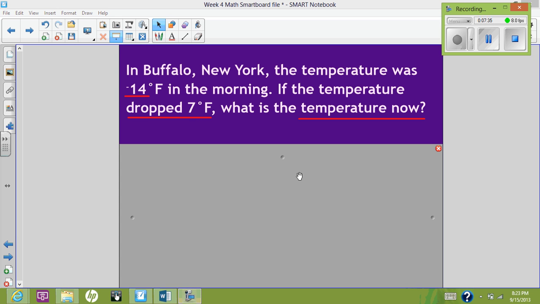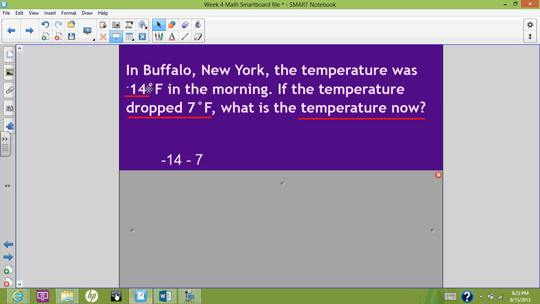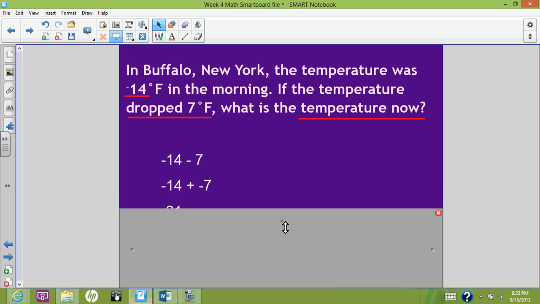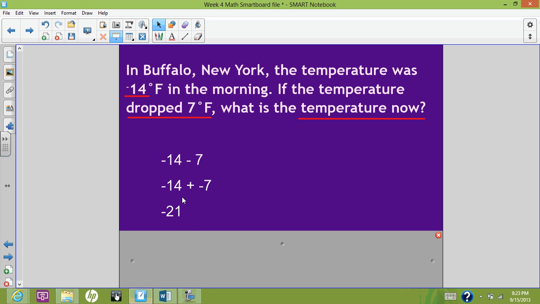Okay, so the first problem you were supposed to do on your own, you should have noticed the key parts of this problem. Negative 14 dropped 7 degrees, and what is the temperature now? So we can start out by saying, all right, we start at negative 14 and then it dropped. That's subtraction. Negative 14 minus 7. Use my rule of keep change opposite. And I end up with negative 14 plus, subtraction becomes addition, take the opposite of the second number, and that's negative 7. And my answer is negative 21. So it is now negative 21 degrees in New York.